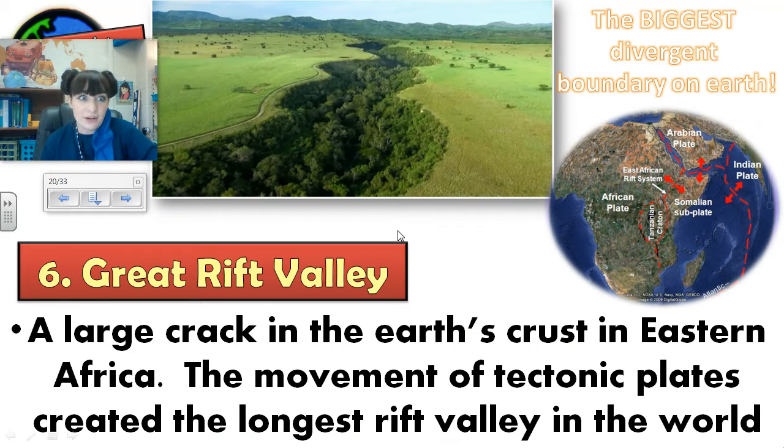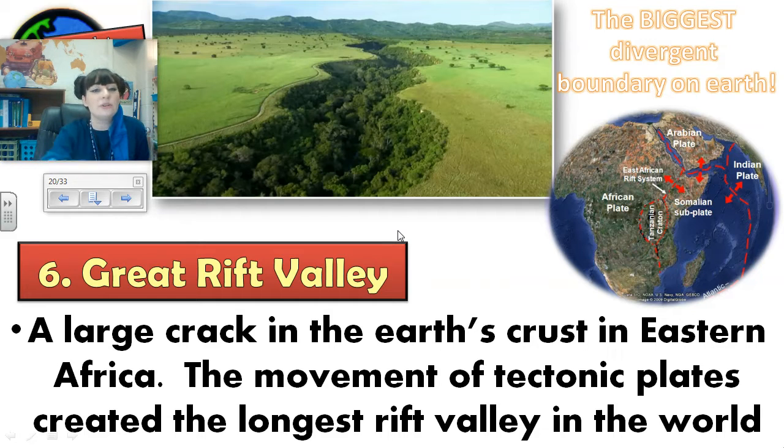Today we're talking about the Great Rift Valley. You're going to have to watch a video on it. It is super cool. So the Great Rift Valley is a large crack in Earth's crust in eastern Africa. It was caused by the movement of plate tectonics and plates, and it created the longest rift valley in the world.